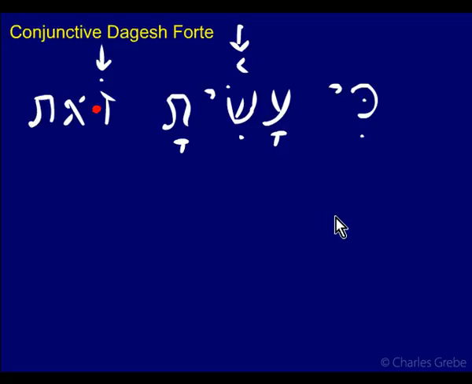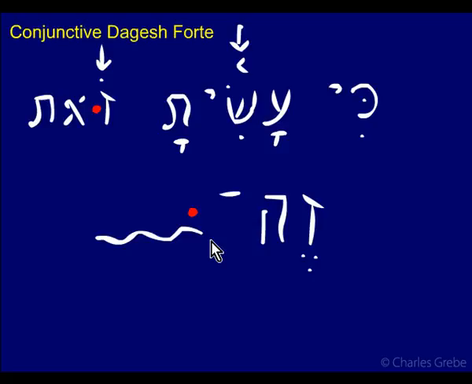Now, if you have the word ze, which means this, followed by a maqqef, whatever this word is here, it will take a conjunctive Dagesh Forte, unless it's a guttural or resh, which can't be doubled, we'll deal with that later. But if it can take a Dagesh Forte, it will over here. So ze with the maqqef will always have a conjunctive Dagesh Forte in the first letter of the next word.